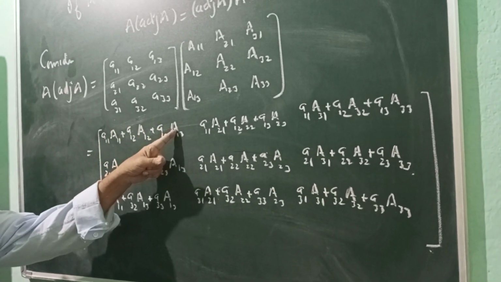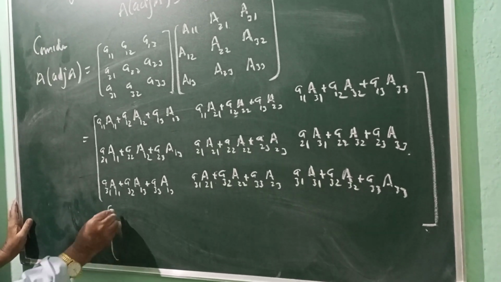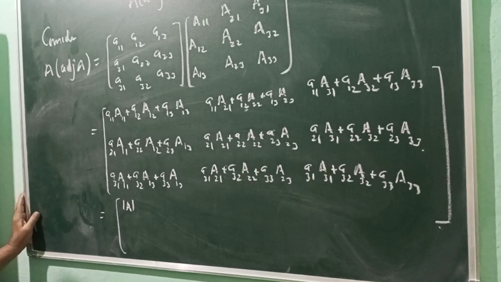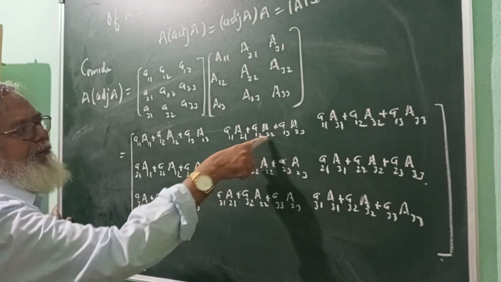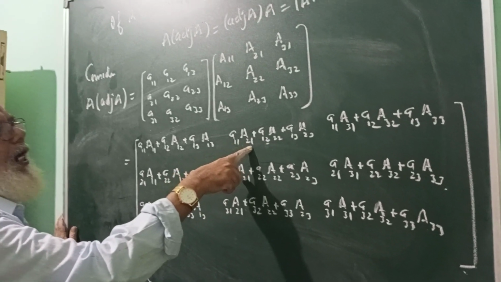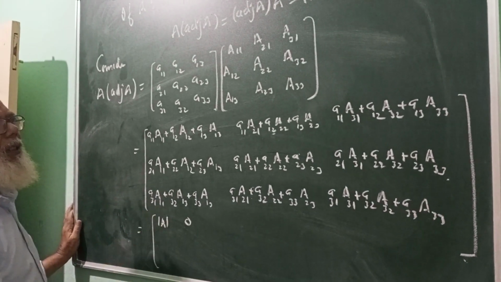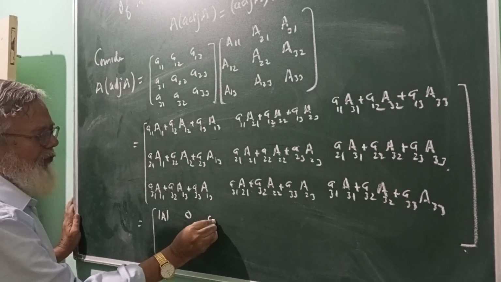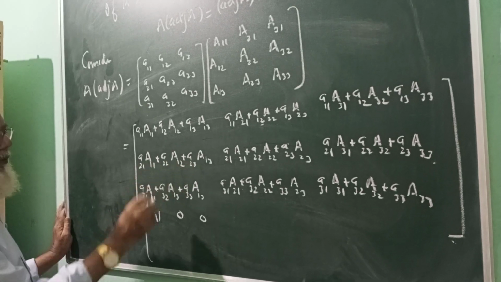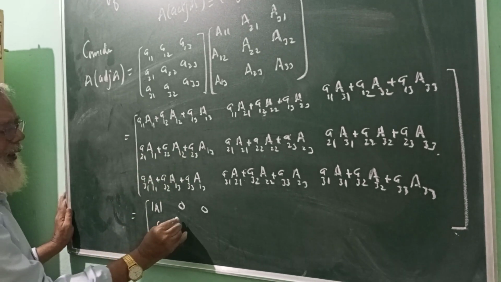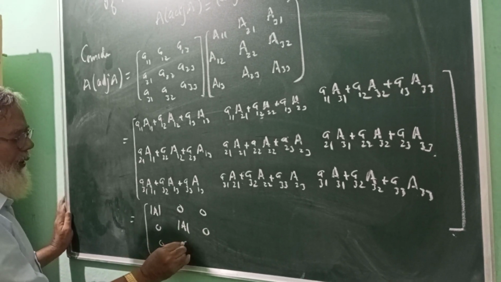the cofactors of the first row. By the first property, its value is equal to the determinant of A. Now see here, the elements are from the first row, but the cofactors are from the second row. So by the property its value is 0. Similarly, that is also 0. Now you see here, the elements of the second row and the cofactors of the first row, so the value will be 0. And here the determinant is 0. It is also 0.